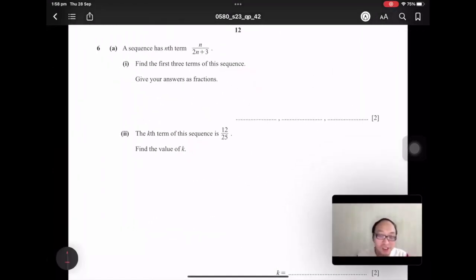A sequence has n-th term n over 2n plus 3. Find the first 3 terms. So we just replace n equals 1, n equals 2, and n equals 3. So this is 1 over 2 plus 3, which is 5. And then if you put 2 over 4 plus 3, 7. And 3 over 9.